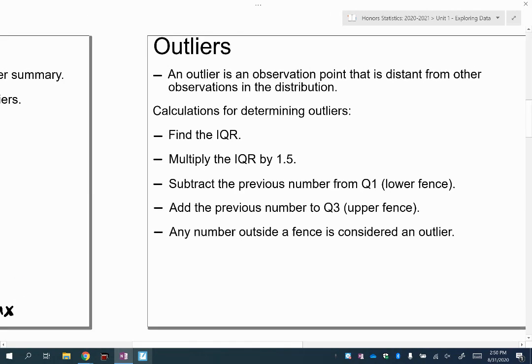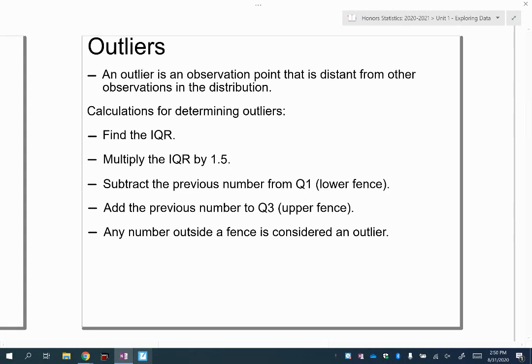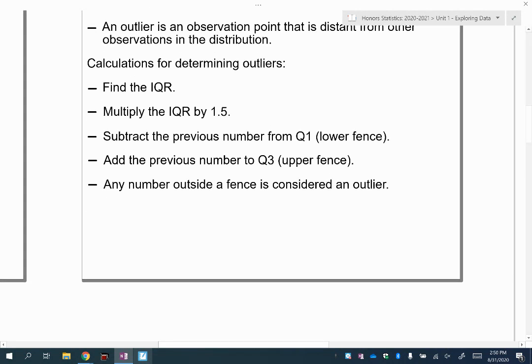Okay. Now, a little bit about outliers. These are calculations, so you'll have to do these. You'll see in my video, I use Desmos to do this, but you can do it by hand. So the way you determine the outliers is you have to find first the IQR. Then you're going to multiply the IQR by 1.5. Then you're going to take that number and you're going to subtract it from quartile 1.